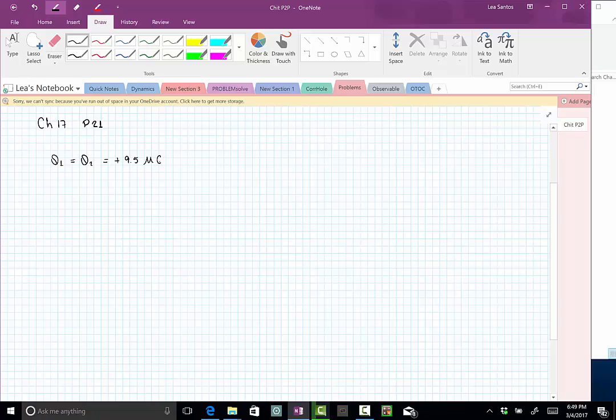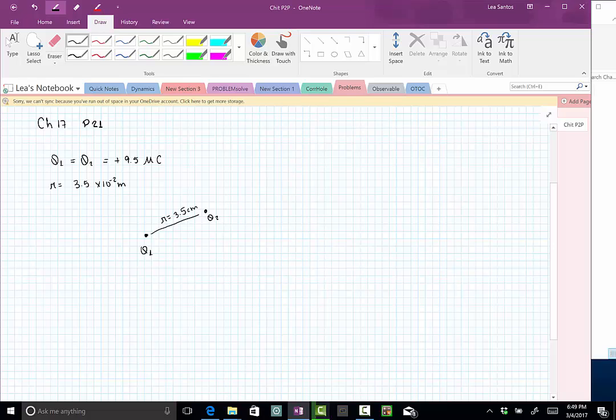Okay, and they are initially a certain distance away, so I'll put here Q1 and I'll put here Q2. The distance between them is given to us as 3.5 centimeters. So the distance is 3.5 multiplied by 10 to the minus 2, in meters.